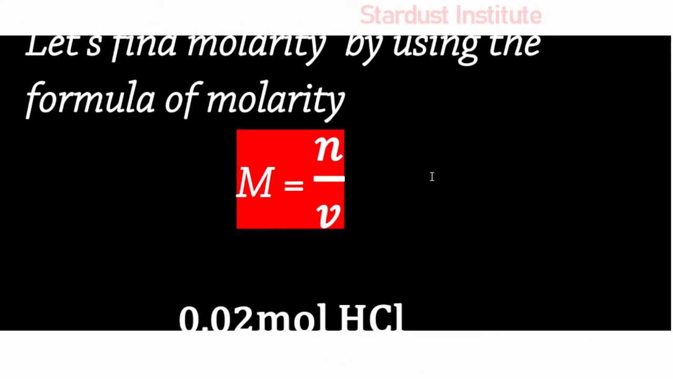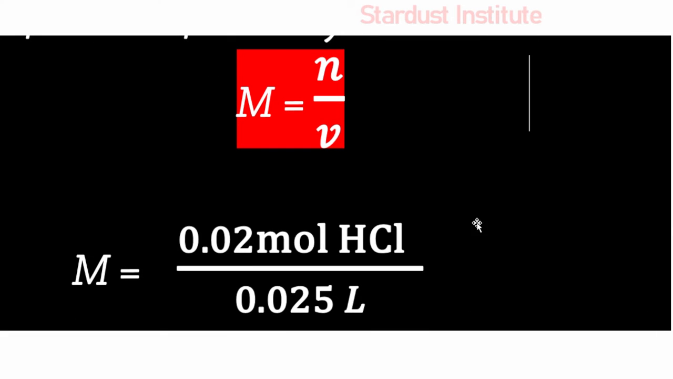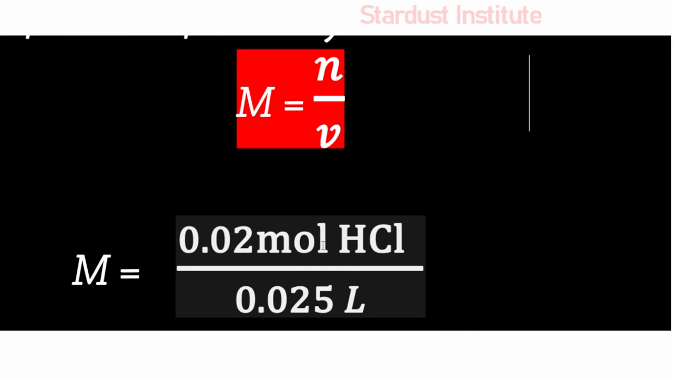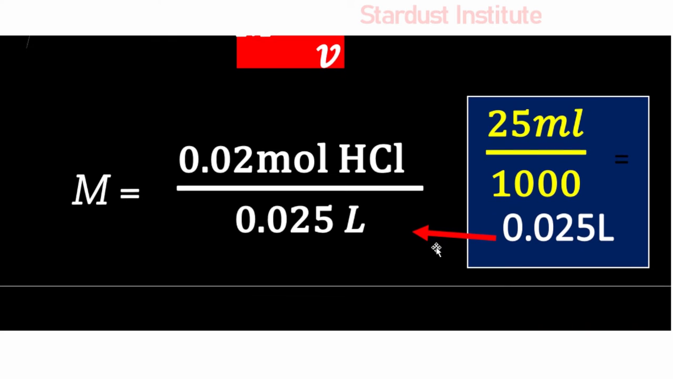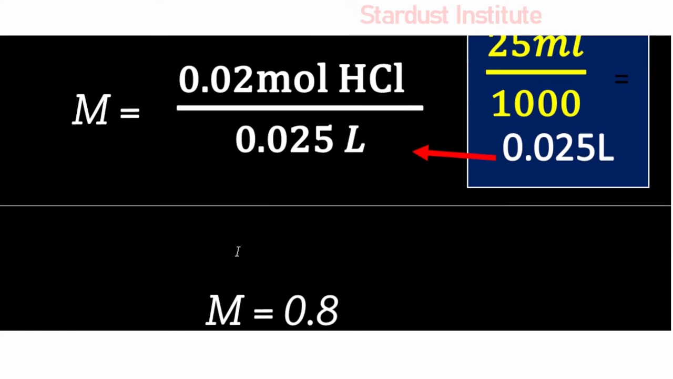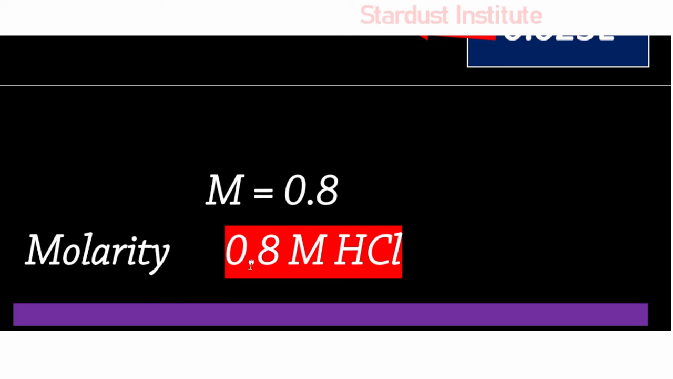It's the formula of molarity. M equals N divided by V. We know the number of moles of HCl, 0.02 moles. Volume, we should take it in liters, 25 milliliters divided by 1000, we get 0.025 liters. Now we get the answer. Molarity equals 0.8. Molarity 0.8.